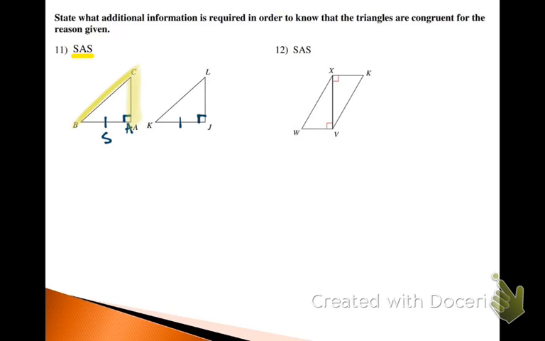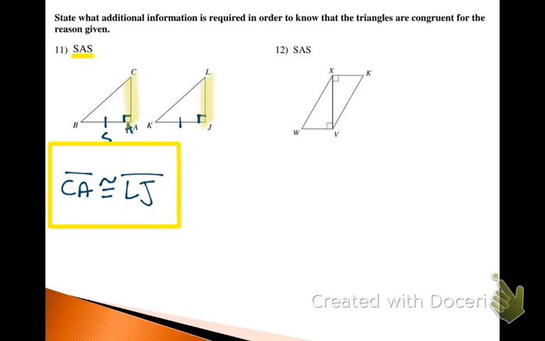We need to decide if it's going to be BC or CA. Which one would make our angle included? CA. So we're going to need to have CA be congruent. CA would need to be congruent to what side on the other triangle? LJ. It would need to be congruent to LJ, and that would be our answer. In order to use side angle side, these two sides would have to be congruent.